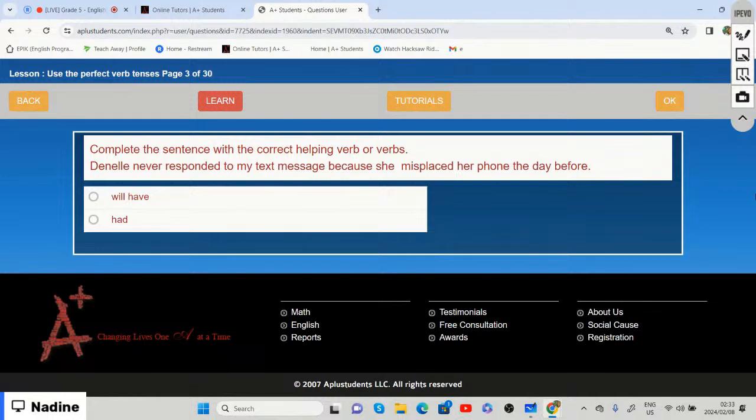Danelle never responded to my text messages because she, do we say will have misplaced her phone the other day, or she had misplaced her phone the other day? So Danelle never responded to my text message because she misplaced her phone the other day.